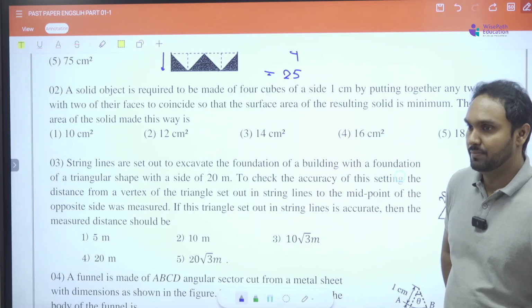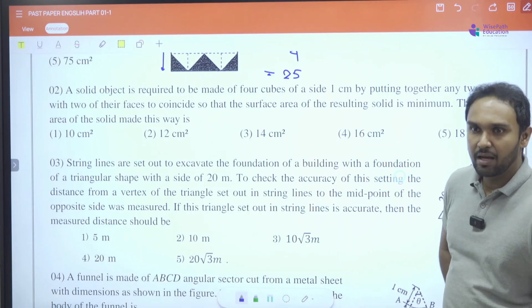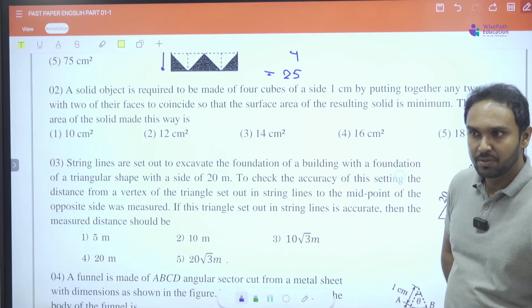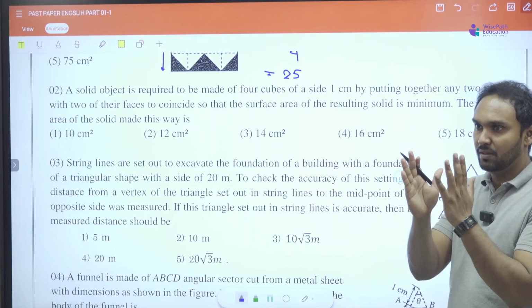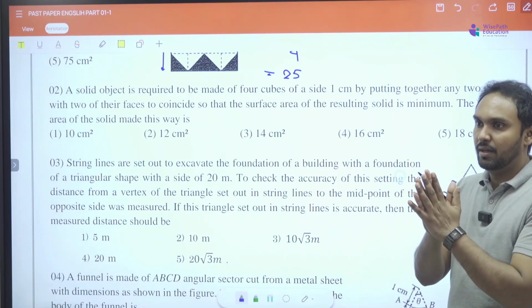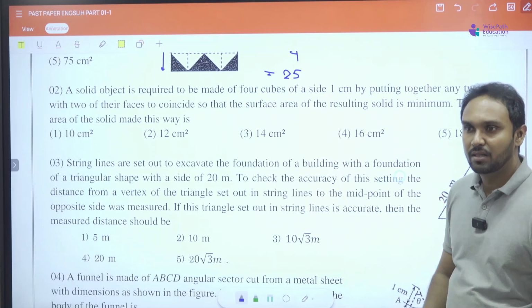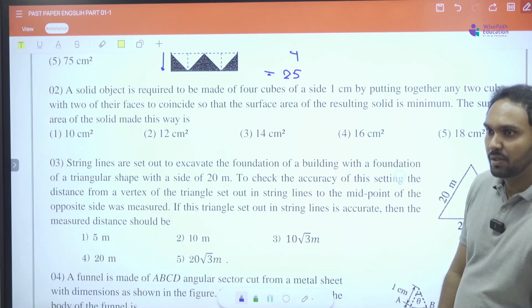How do you put it? You have 4 of the cubes. The main hint is you have to coincide 2 of the faces of each and every cube. You have 4 cubes, 2 of the faces have to coincide. How do you put it? Coincide means align. Align means like overlap. It has to overlap 2 of the faces of each and every cube. How do you organize it?